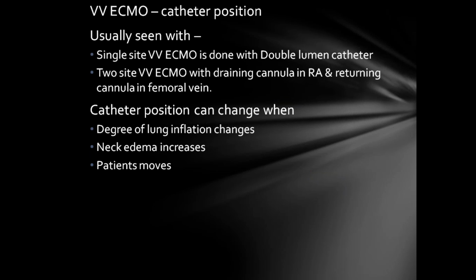So catheter position: if it is a single site, again if the catheter is moved, you get to see recirculation. If two site, if the drainage is from the RA and returning to the femoral vein, again recirculation is more as compared to when you drain from the femoral and return to the RA. Okay. And catheter position can change when the degree of lung infection changes, neck edema increases, and the patient moves. And this is more common in pediatric groups. So you have to be more careful when you put a double lumen line in the pediatric groups because it can change. And the moment it changes, the patient will desaturate. So that's the reason you have to be mindful about it.